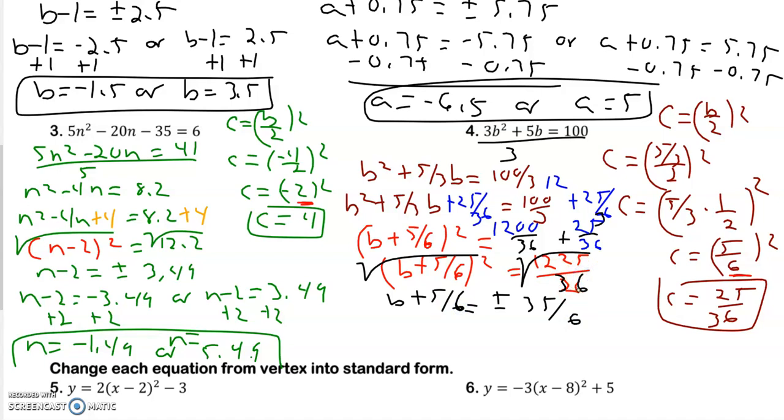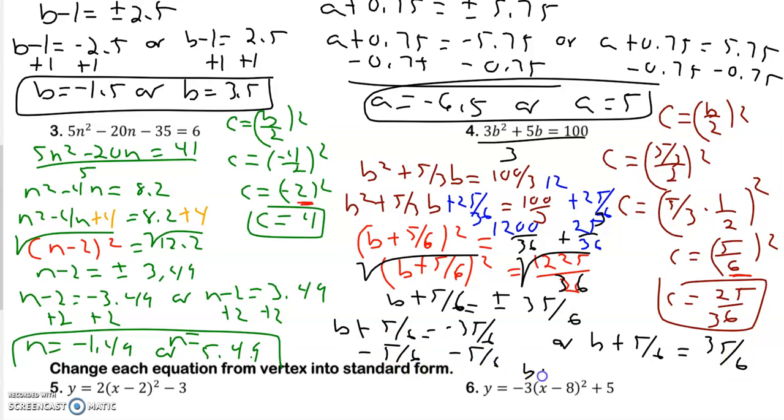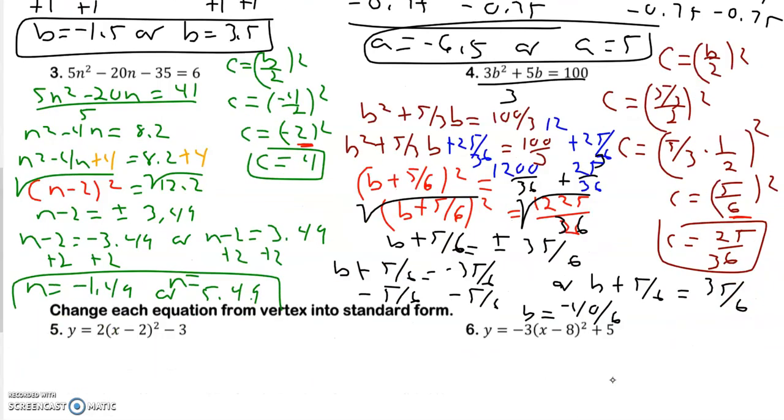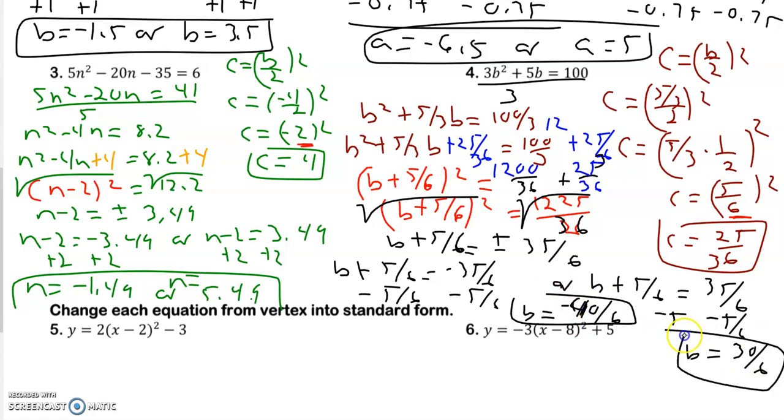Now, you have to have two answers. So you have b plus 5 over 6 equals negative 35 over 6, or b plus 5 over 6 equals positive 35 over 6. Subtract 5 over 6, and b equals negative 40 over 6. And then if I subtract 5 over 6 again, I get b equals positive 30 over 6. So your answer is b equals negative 40 over 6, and b equals 30 over 6.